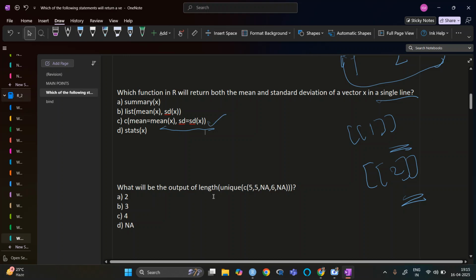The next question is, what is the length of unique of this vector? So firstly, what will be the unique, and then we try to find the length.